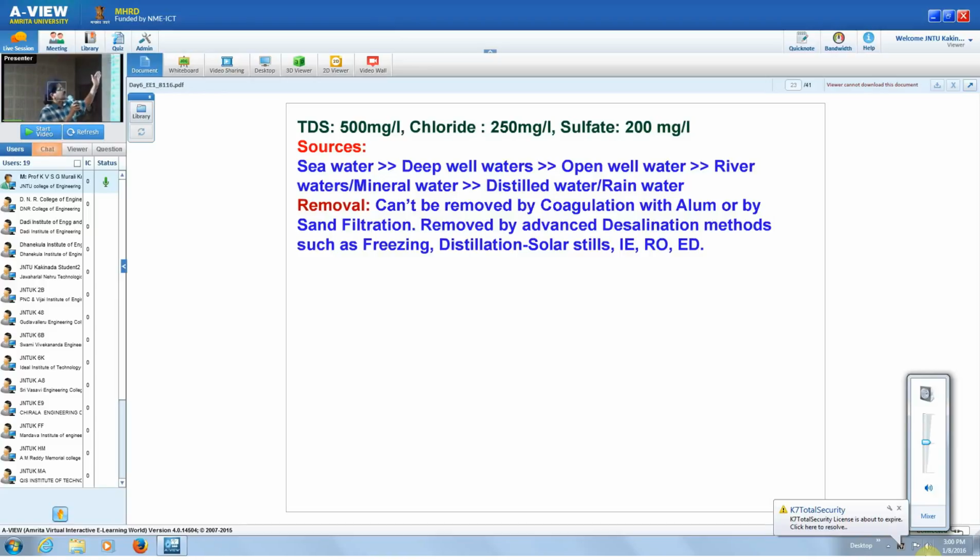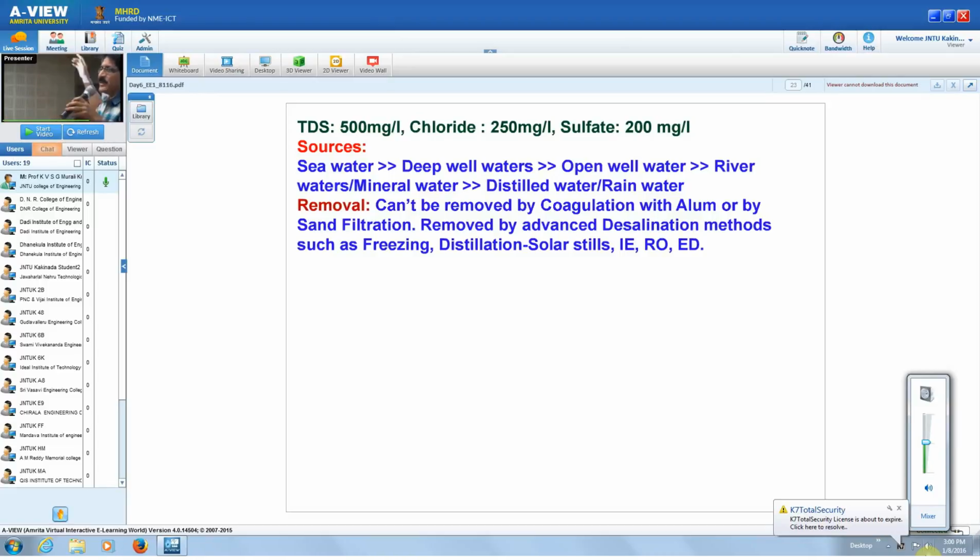What are the standards for TDS? You should remember, it is 500 mg per liter. Chloride: what is the concept you should know? TDS is constituted by chloride and sulfate. So the chloride value should not be more than 500 mg per liter. That is the fundamental aspect you have to remember.